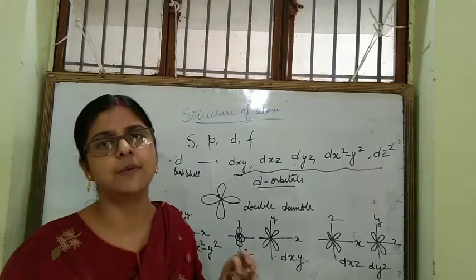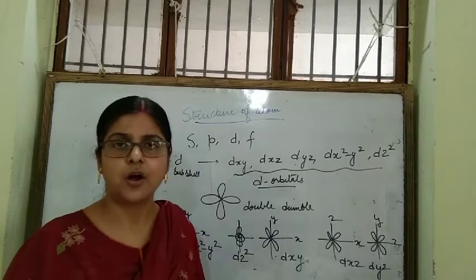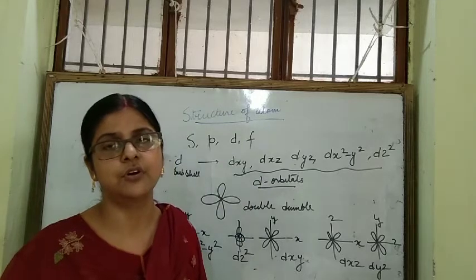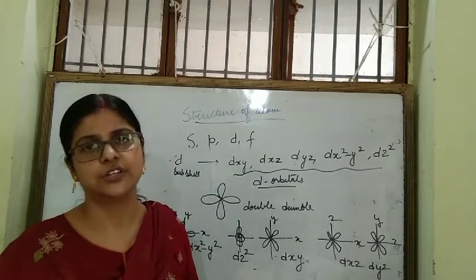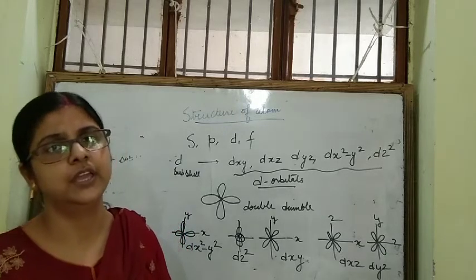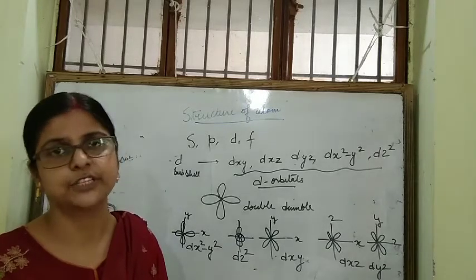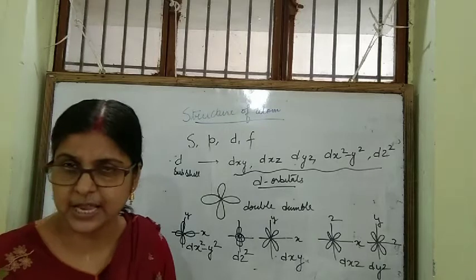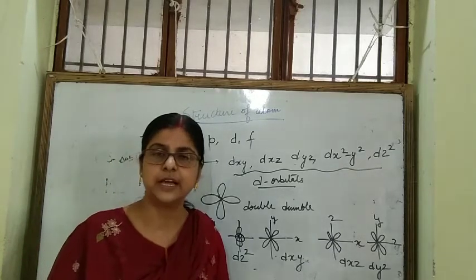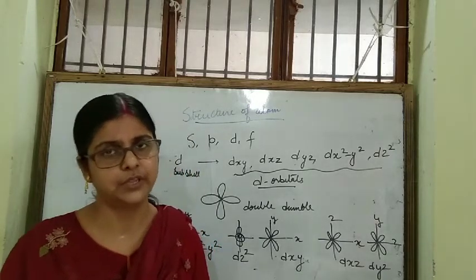So this is all about the shape of s, p, d orbitals. The shape of f orbital is also under research. It has not yet been discovered. So let us study only the shape of s, p, d orbitals. S is having spherical, P is having dumbbell, and D is having double dumbbell shape.